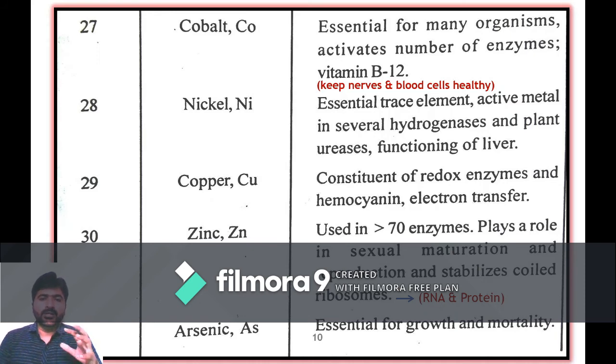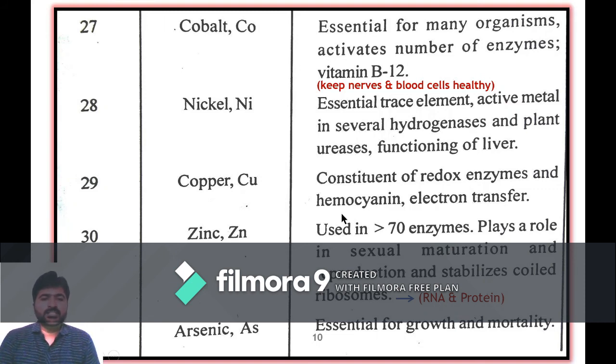So then the next element is copper. See, there are so many elements, we cannot discuss in detail each and every element, but we have to just overlook the general biological role of the elements in any biological process. So then next one is copper. Copper is a constituent of the redox enzymes, as well as of hemocyanin, and it helps in the electron transfer process in the body.